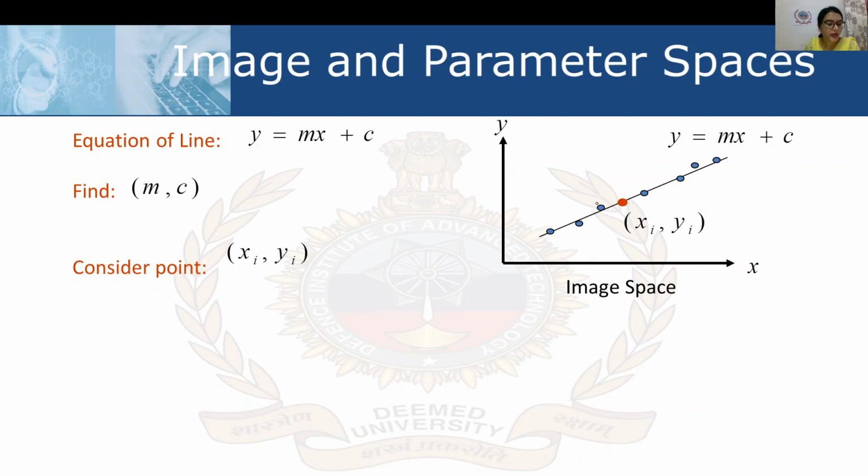Any straight line in the image space can be represented using a single point. And any line that passes through a point, let us say some (x, y) in the image, is given by c equal to minus mx plus y. In that particular form it will come in the parametric space. So we will see with some example.